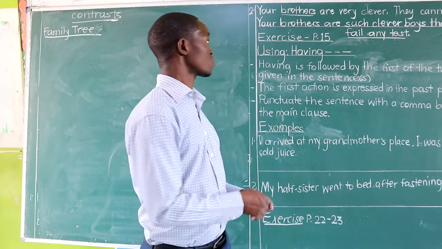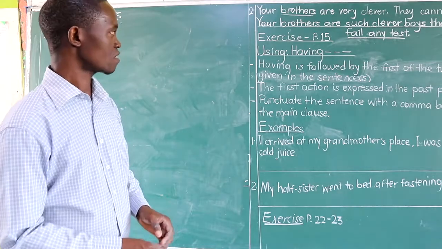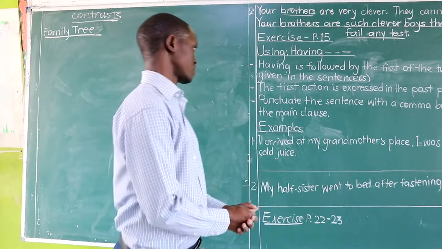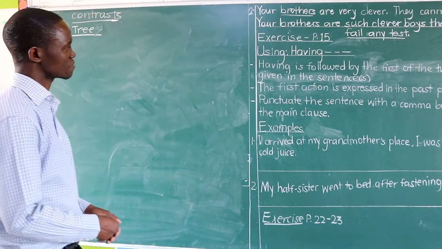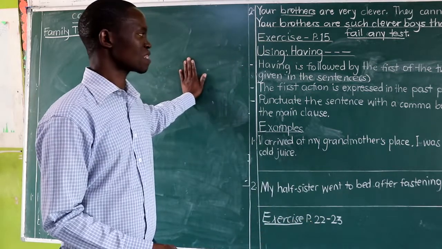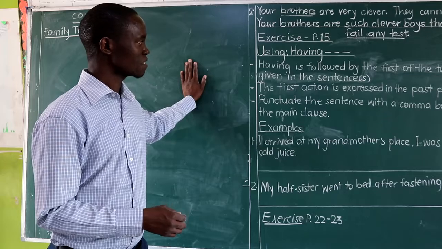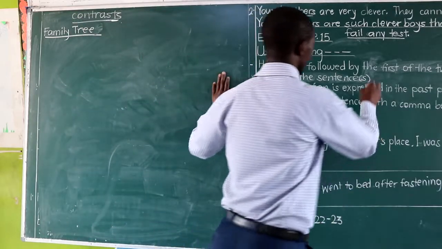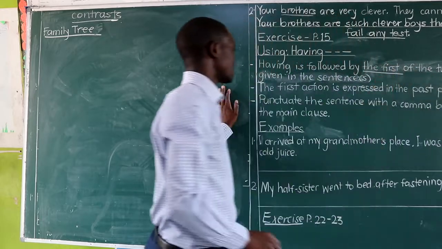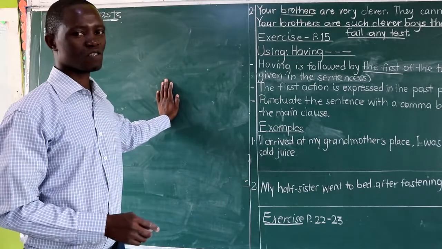Then we've reached page 22, where we see something connected to what is on the board. Using having. When do you use having? We're saying we use having and it is followed by the first of the two actions given in the sentence or sentences. Having, that pattern, is followed by the first action. In other words, there are two actions given, but the first appears just after having. That's what the teacher is talking about in that first bullet.